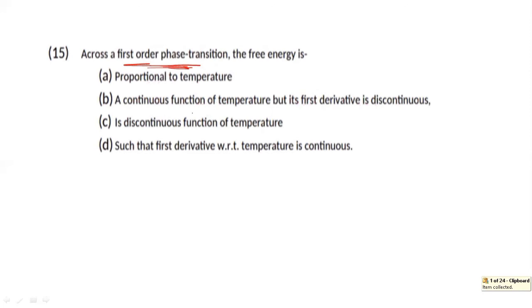The third is that it is a continuous function of temperature. The fourth is such that the first derivative with respect to temperature is continuous. So here, the first option, proportional to temperature, is not possible. The second option is a continuous function of temperature. Yes, Gibbs free energy is a continuous function of temperature for a first order phase transition, and also its first derivative is discontinuous. So the correct option will be option B. We know this is what happens in case of a first order phase transition. You can just directly write the answer if you know the theory.